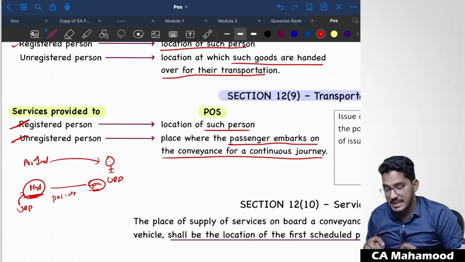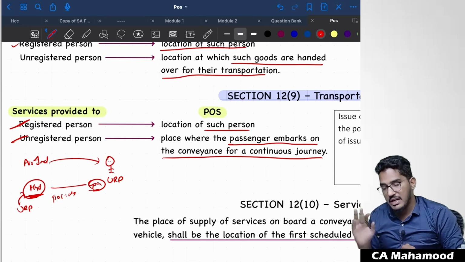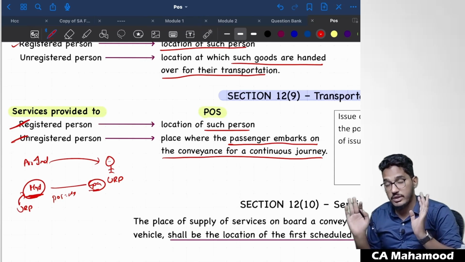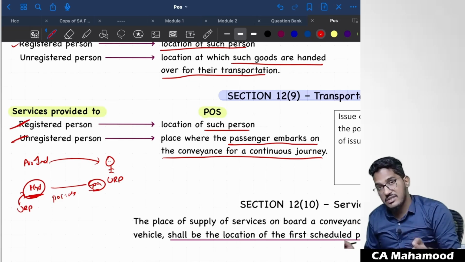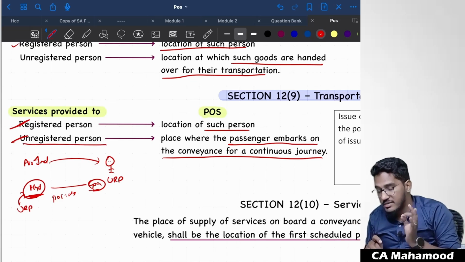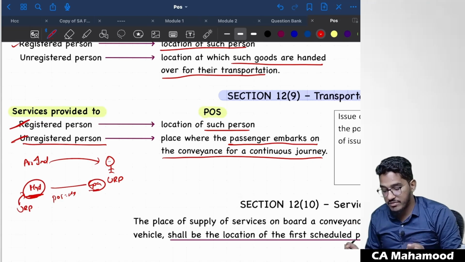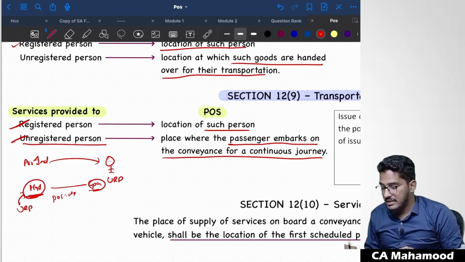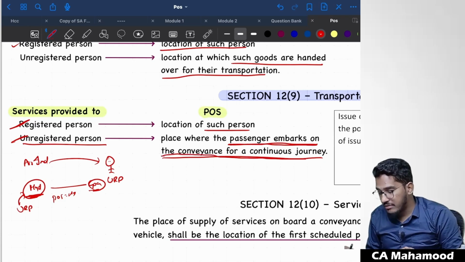Able to understand? In case if the service is getting provided to a registered person, doesn't matter where you are embarking, the place of supply will be location of that recipient. In case if the transportation of passenger services are provided to unregistered person, then the place of supply will be where the passenger embarks on the conveyance for a continuous journey.